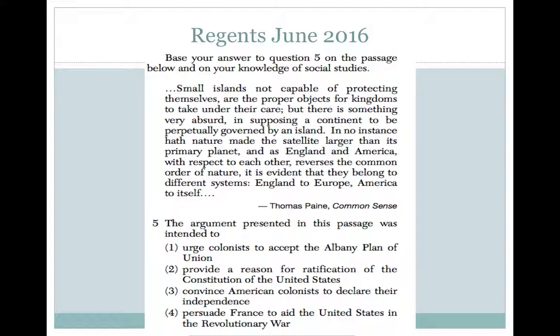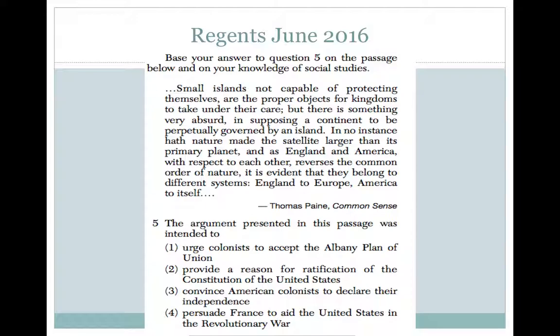Now, on the June 2016 Regents, we see they take a little excerpt from Thomas Paine's Common Sense. And I think that the new Regents exams are going to pull more towards this style of questioning because they're trying to make it more of an English-based exam. Whoever's creating the Regents is making it more of an English exam and testing less for historical knowledge per se and more towards skills. So you might see more of these style questions.